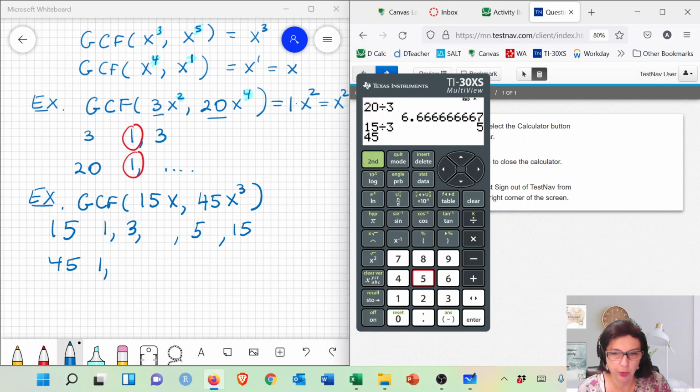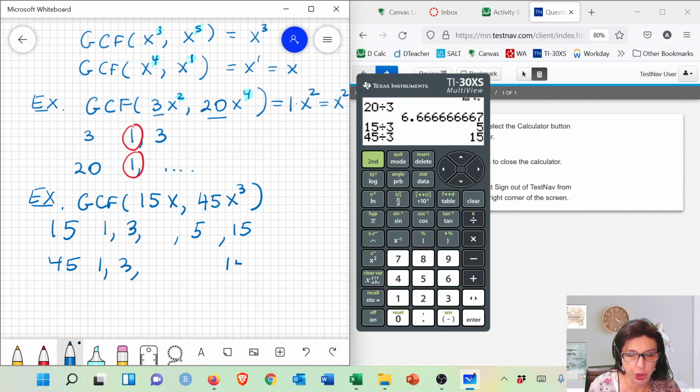Okay, to check that out, you take 45 divided by 3, that's 15. Yes. So they do share a 3, and they also share a 15. And now you already know that 15 is going to be the GCF of these two, because there is nothing else that's larger. So they share these two, and definitely that's the GCF. Okay, so then this is going to be 15.